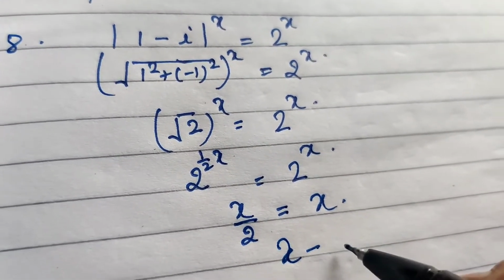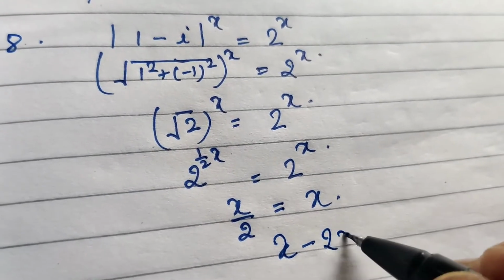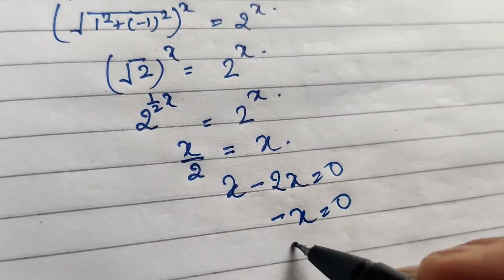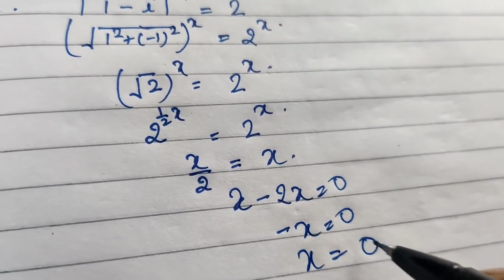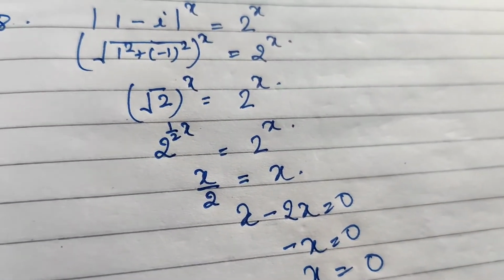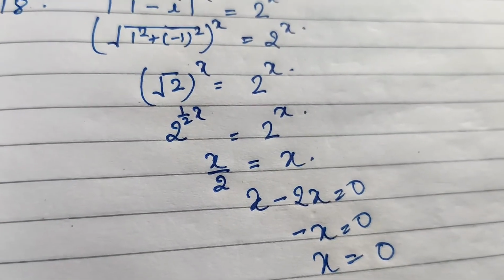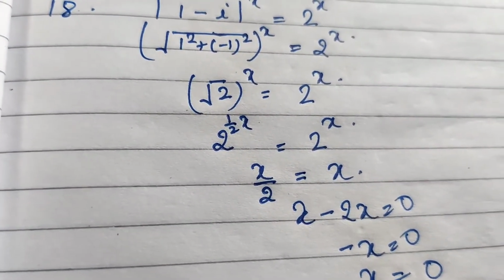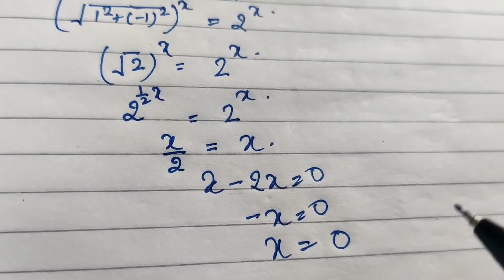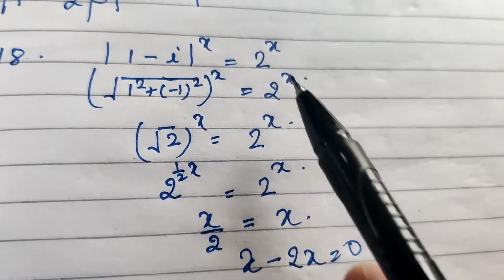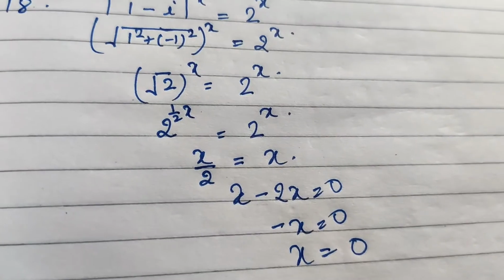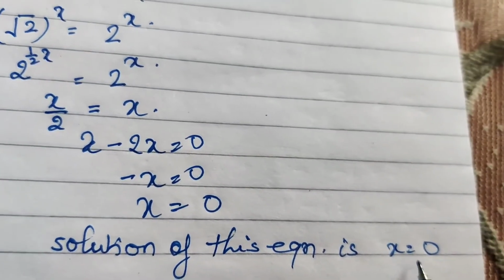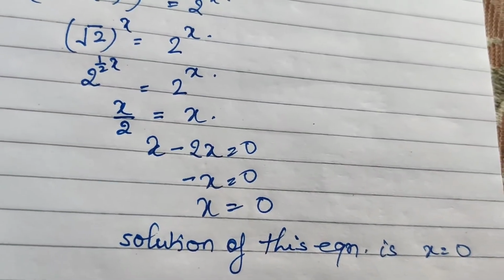Okay. Now x by 2 equal to x. So x minus 2x equal to 0, minus x equal to 0. Therefore x equal to 0. Therefore 0 is the only integral value of this. 0 is the only solution of this equation. The solution of this equation is x equal to 0.